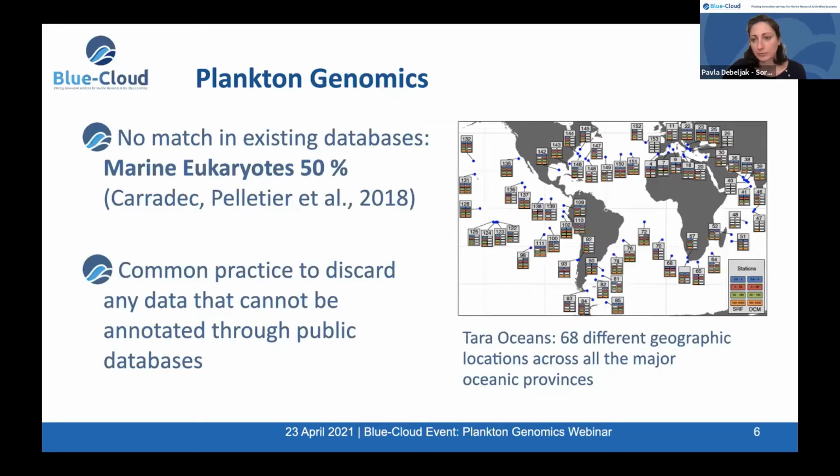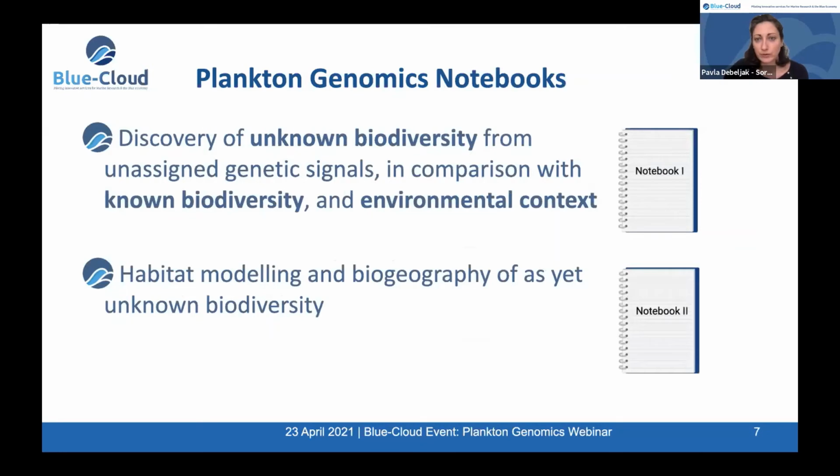And it has been common practice to not look at this in most of the omics data sets because it is reoccurring in environmental data. So in the Plankton Genomics demonstrator, we want to implement this and use this data set. It is divided into two notebooks. First, the discovery of this yet unknown biodiversity from these unassigned genetic signals in comparison with the known biodiversity. What is quite interesting, I think, is that we combine this within the environmental context, with the rich environmental metadata that Tara Oceans provides. And the second part of the notebook is the habitat modeling and biogeography of this not yet described plankton diversity.